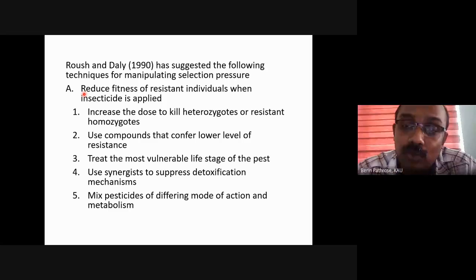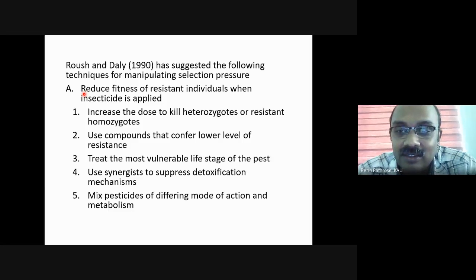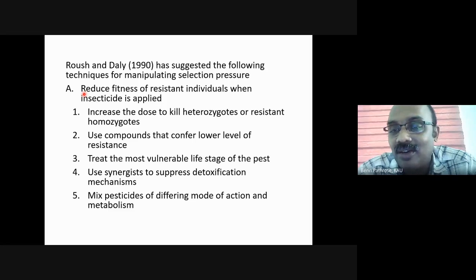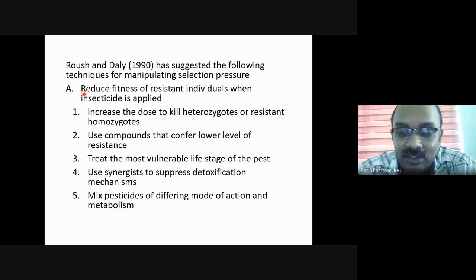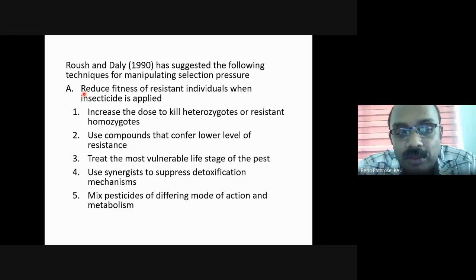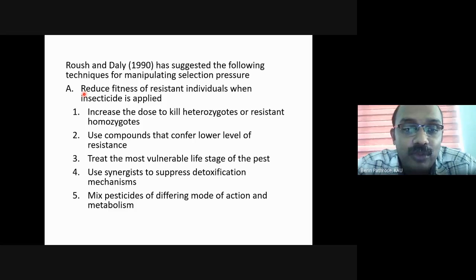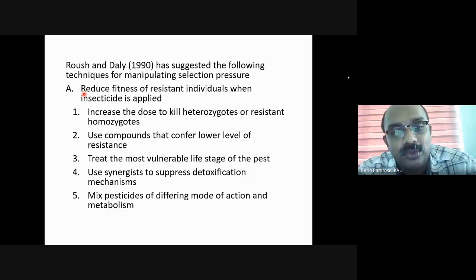We can use synergists only if we know the mechanism of resistance. Otherwise, if esterase is not the detoxification mechanism, and you are using piperonyl butoxide, there is no use in it. Only if you know that esterase is the major mechanism of resistance can you use PBO. Then mix insecticides with different modes of action and metabolism. That is insecticide mixture. We will discuss insecticide mixtures later. Each and every point I will elaborate tomorrow. I'm just going through it today.